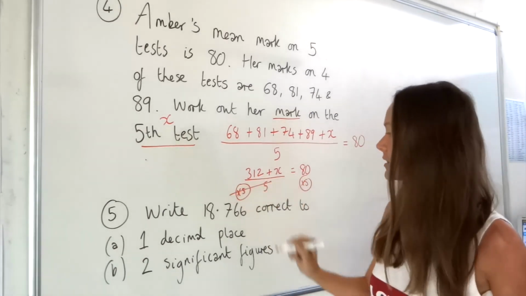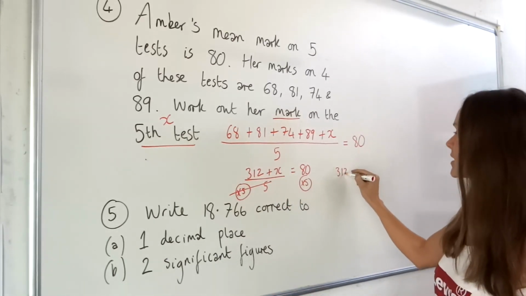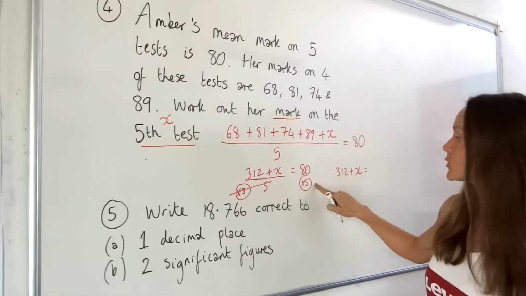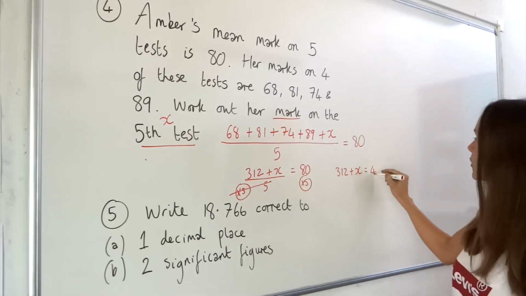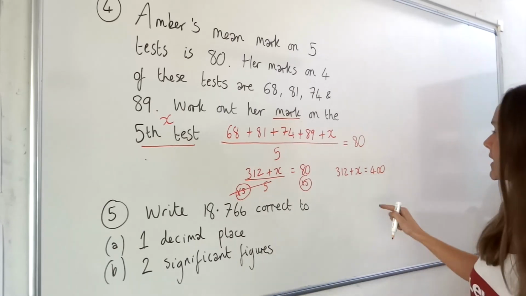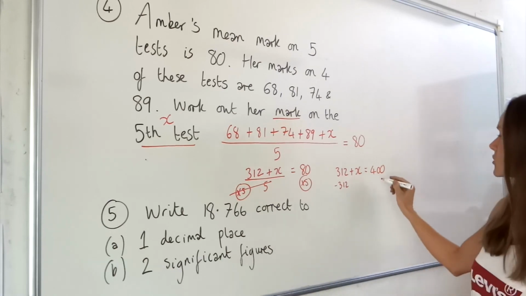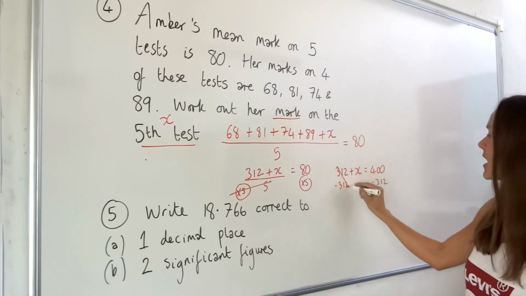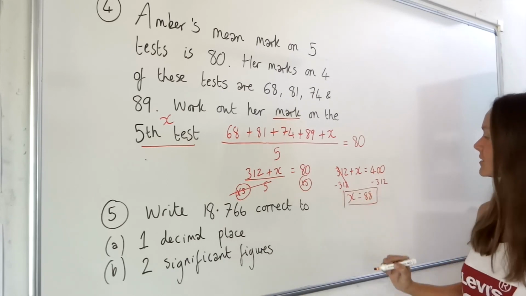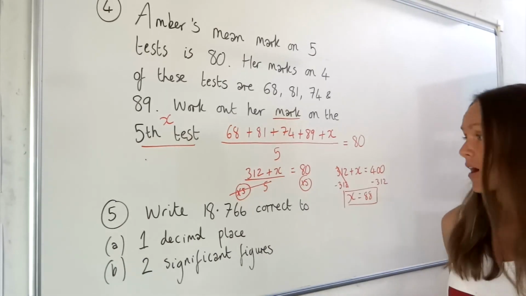Remember, you have to do the same thing to both sides of the equation to keep it balanced. On the left-hand side, they just cancel each other out and we're left with 312 plus x. And on the right-hand side, 80 multiplied by 5 is 400. Now, you might have spotted what the value of x is already. If you're not sure, you just need to subtract 312 on both sides, and that leaves us with 88. So that is the test score that she got on the 5th test. Okay, on to number 5.